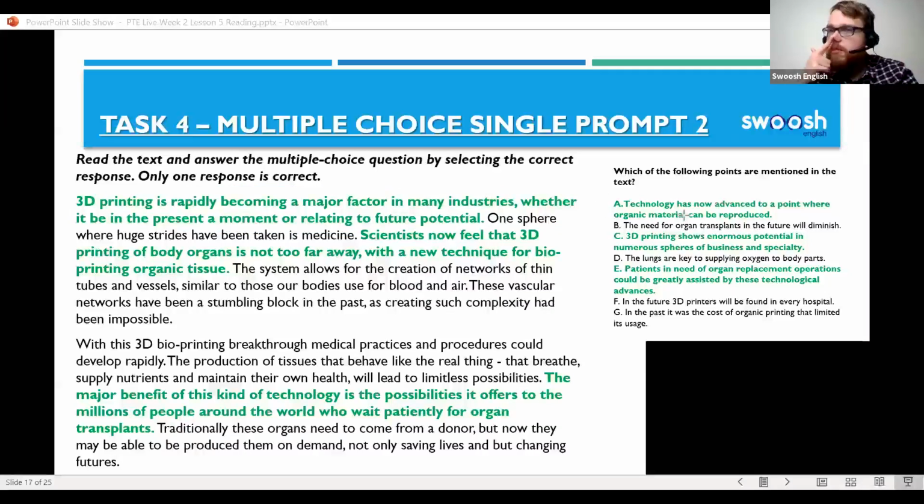Patients in need of organ replacement operations could be greatly assisted by these technological advances.